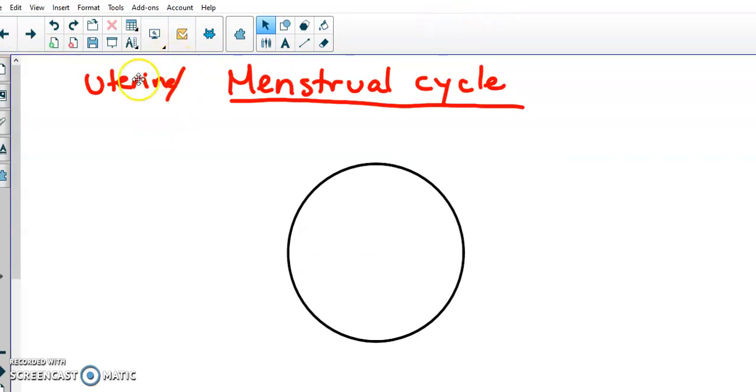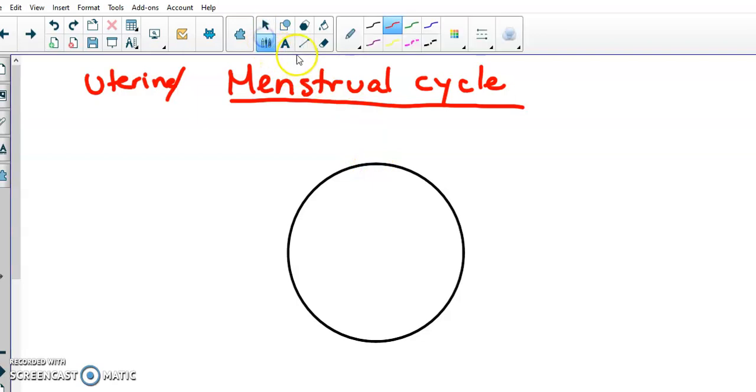So if we just summarize all of that right here, take a minute and write this down. You can call it either the uterine or menstrual cycle. Since we talked about the ovarian cycle, that what goes on in the ovary, this is what goes on in the uterus. And it's all happening simultaneously with the ovaries. So please go ahead and draw a circle. So the circle starts like that.